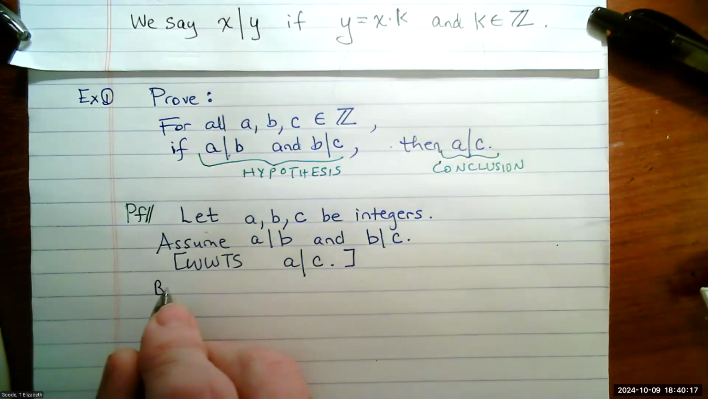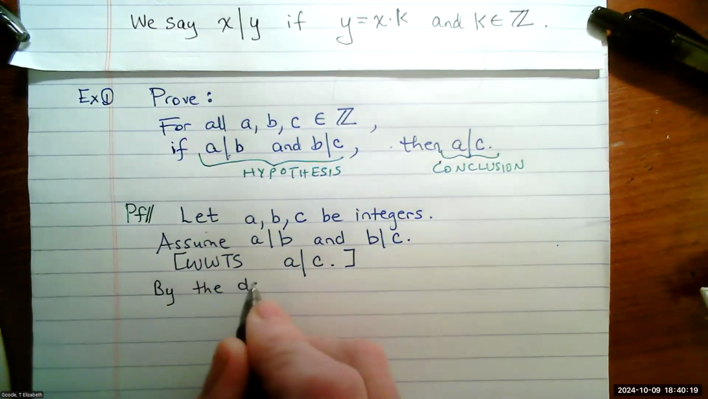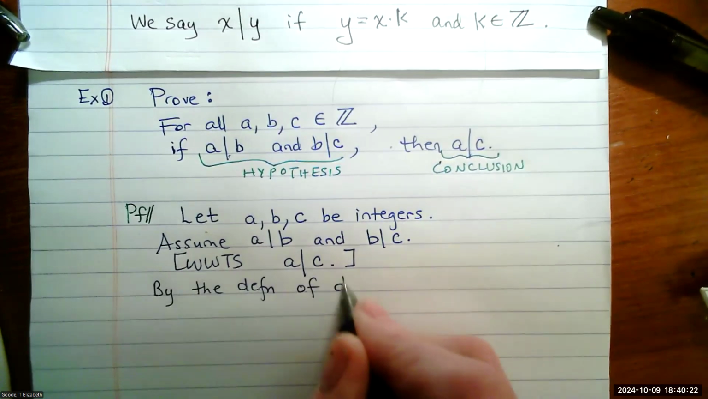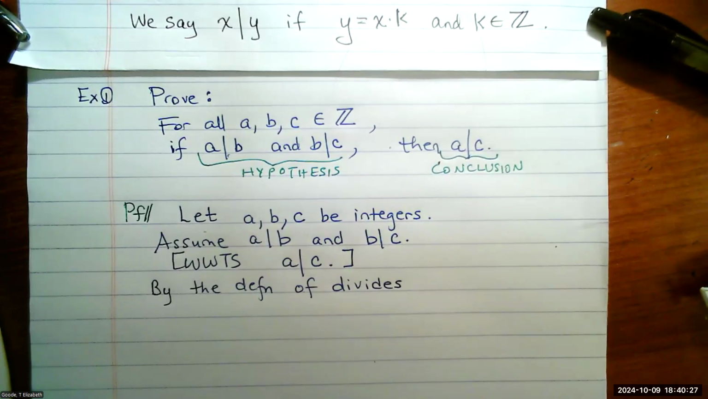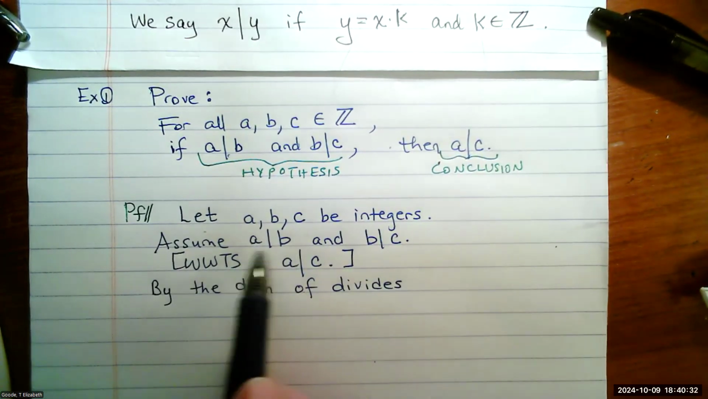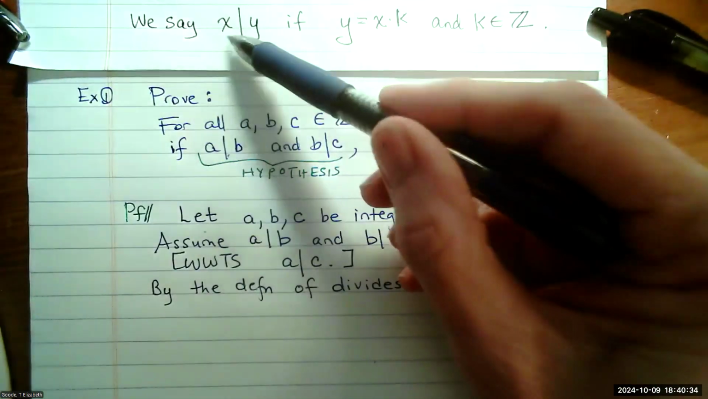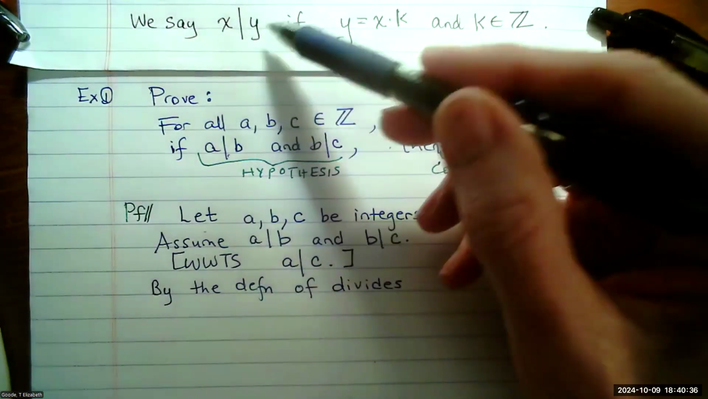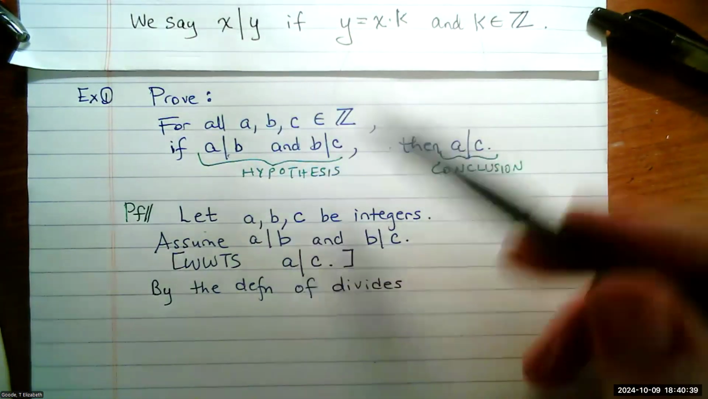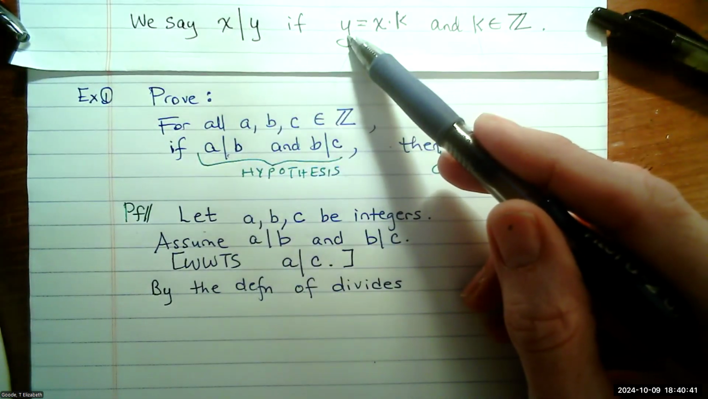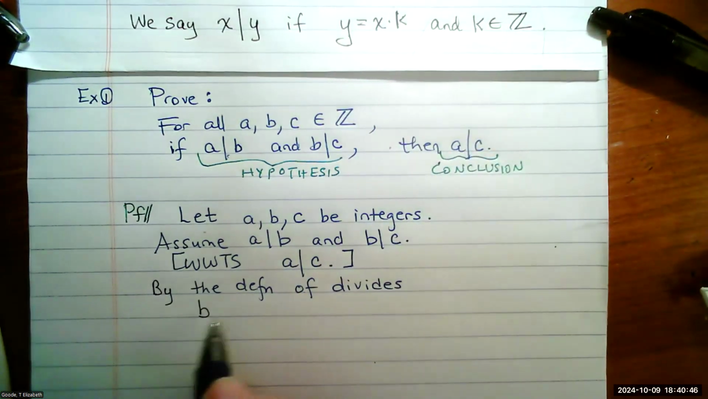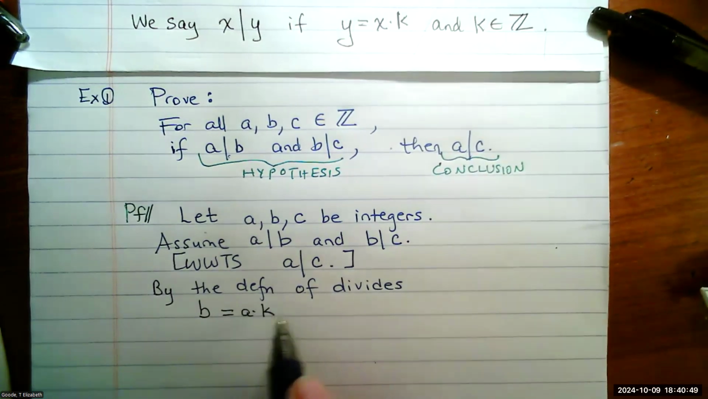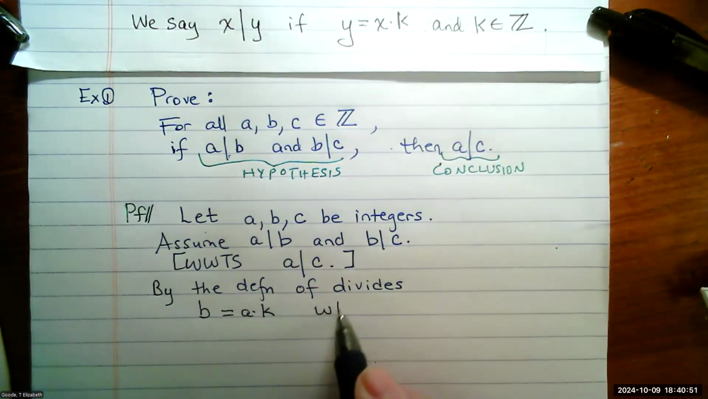By the definition of divides, we always let our reader know what definition we're using. It's just considered polite so that your reader can keep up with what we're doing. All right, first of all, A divides B. So A is playing the role of X and B is playing the role of Y. So instead of Y here, we're going to have B equals A times K. So here we go, B equals A times K, where K is an integer.